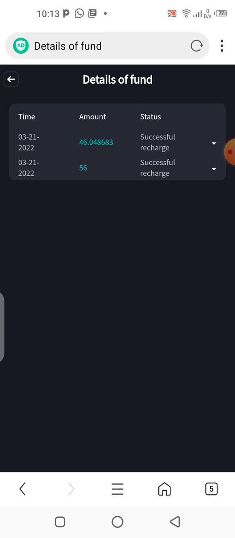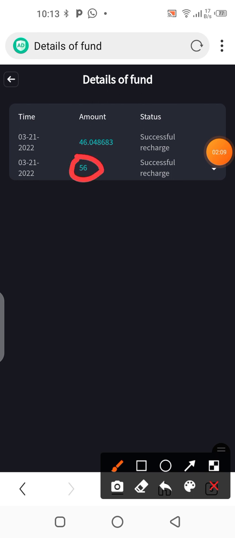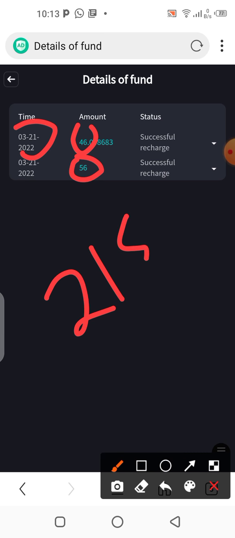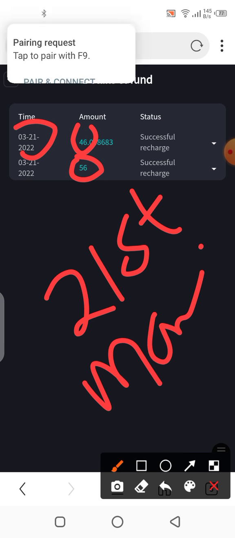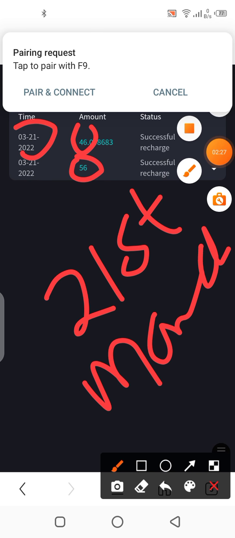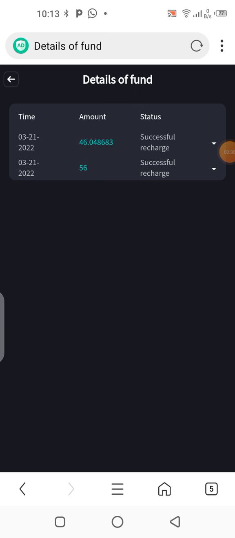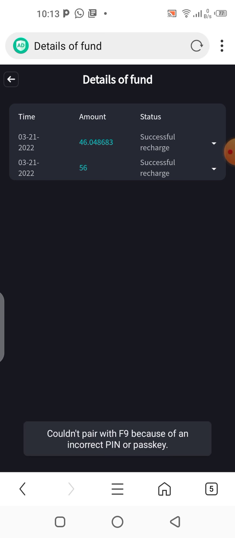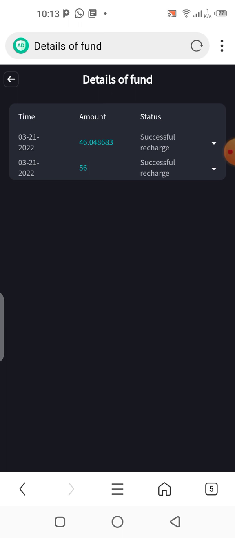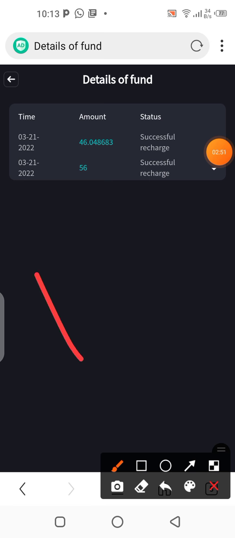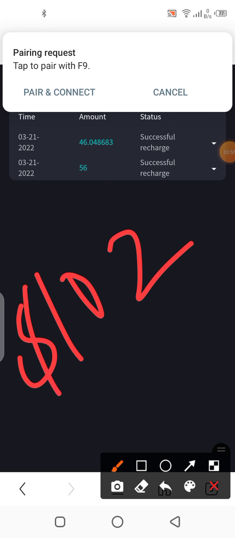All right, so I think the first amount I dropped that same day was 56, and then in the afternoon I did 46. So I started on the 21st of March. I think today is the 24th, so I started on the 24th of March, and I think I dropped 46 plus 56. That's 102 dollars was what I dropped there for this account.